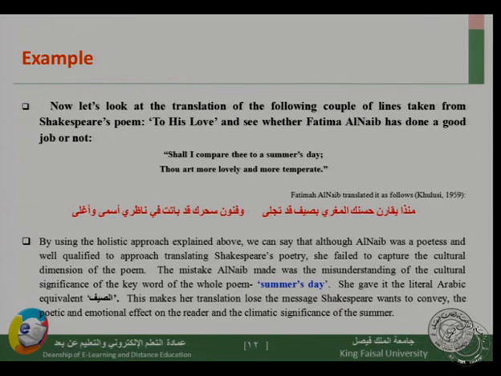Probably, it's obvious that she knew some English. And look how she translated it. She translated it into Arabic, of course. She's trying to translate it into poetry.